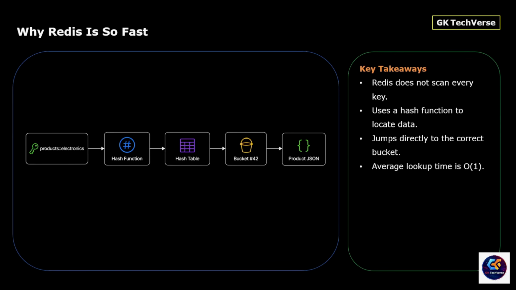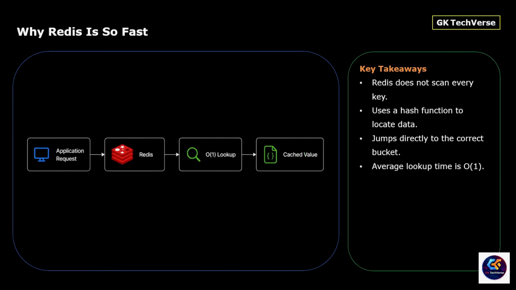This process gives Redis an average lookup time of O(1), also called constant time. Whether Redis stores 1000 keys or 10 million keys, the lookup process remains nearly the same. This efficient lookup mechanism is one of the primary reasons Redis can deliver responses in microseconds.